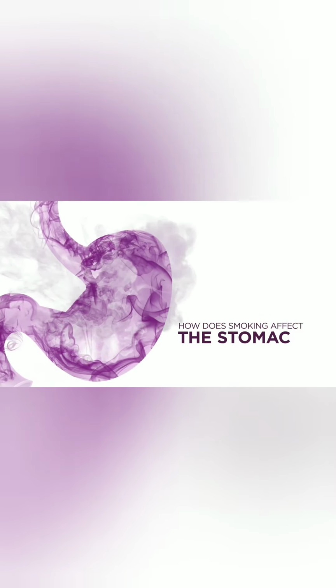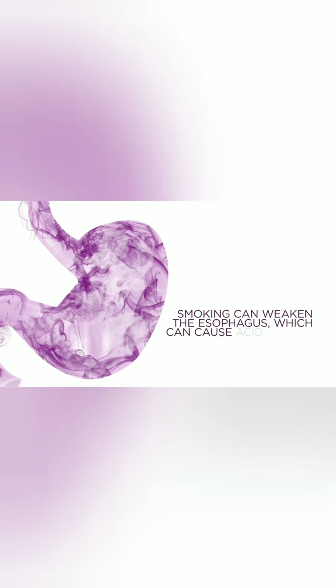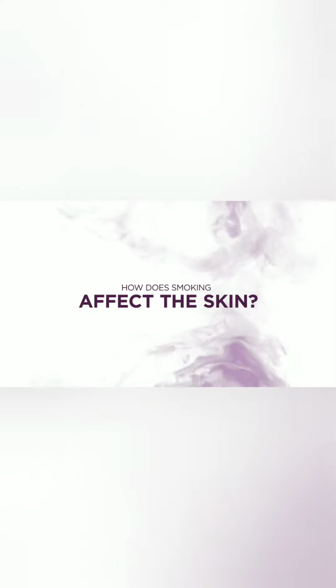How does smoking affect the stomach? Smoking can weaken the esophagus, which can cause acid reflux. How does smoking affect the skin? Smoking reduces how much oxygen your skin receives. This can make your skin age faster by 10 to 20 years.